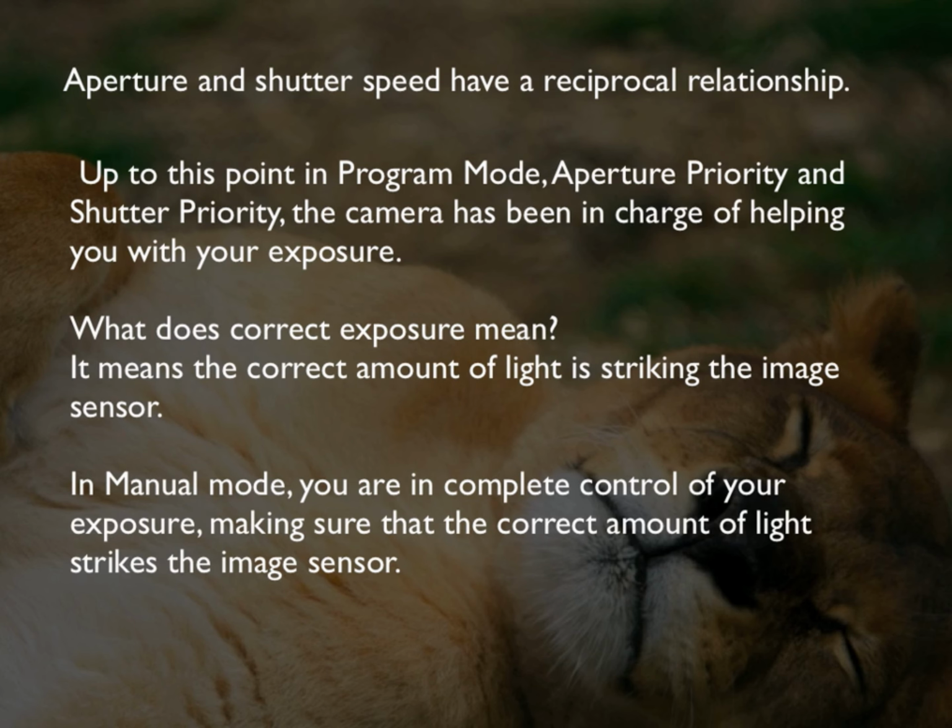Up to this point, in program mode, aperture priority, and shutter priority, the camera has been in charge of helping you with your exposure. What does correct exposure mean? It means the correct amount of light is striking the image sensor. In manual mode, you are in complete control of your exposure, making sure that the correct amount of light strikes the image sensor.